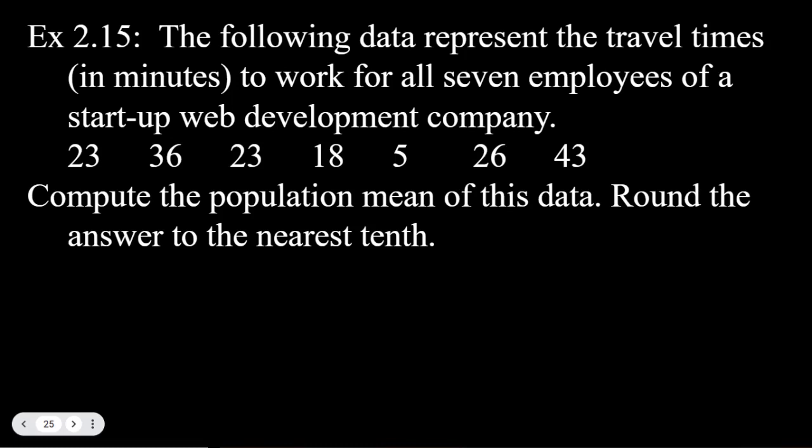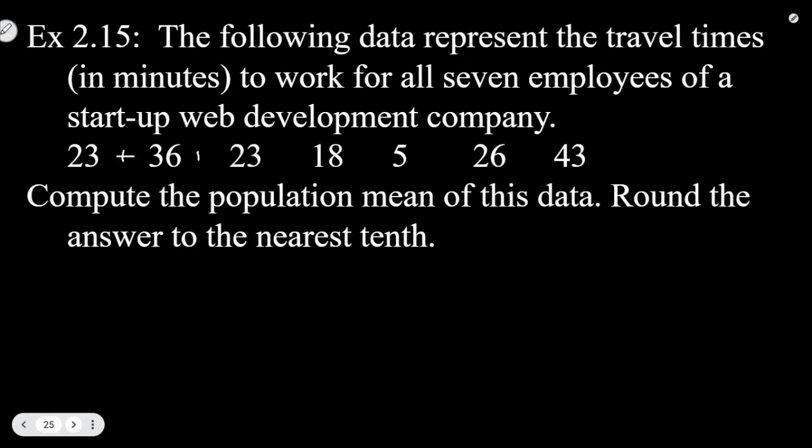Example 215, the following data represent the travel times in minutes to work for all 7 employees of a startup web development company. Compute the population mean of this data and round your answer to the nearest tenth. So to find the population mean, we add up each of these values. And I'll grab my calculator and do that in just a second. So that's our first step, find the sum of all those values.